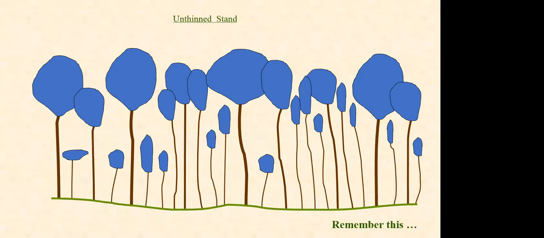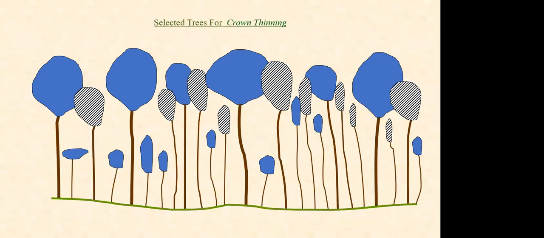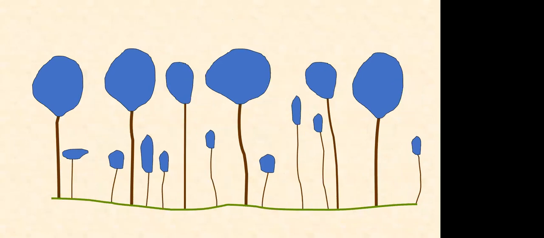Let's use this as a representation of an even-aged northern hardwood stand. And if we do a crown thinning, we're going to cut those cross-hatched trees to free the crowns of the best we have within the upper canopy layer. We're not going to worry about the understory. We're going to work in the main crown canopy layer, favoring the best trees. It'll end up looking like this.